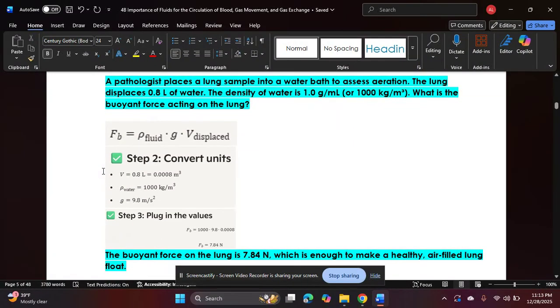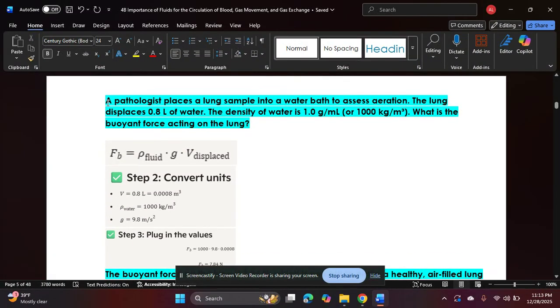Alright, so let's use it in a clinical setting. A pathologist places a lung sample into a water bath to assess aeration. Very important. The lung displaces 0.8 liter of water. So that's the volume of displacement. The density of water, rho, is 1.0 gram per milliliter or 1,000 kg per meter cubed. What is the buoyant force acting on the lung? So we are looking for Fb.